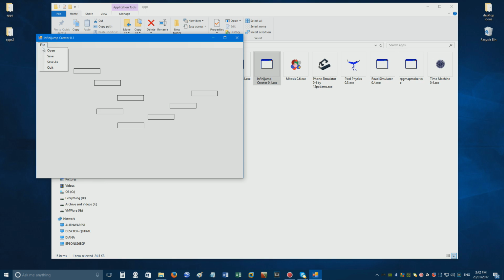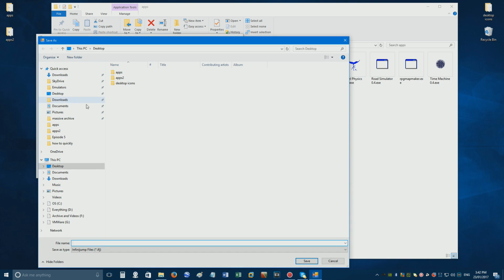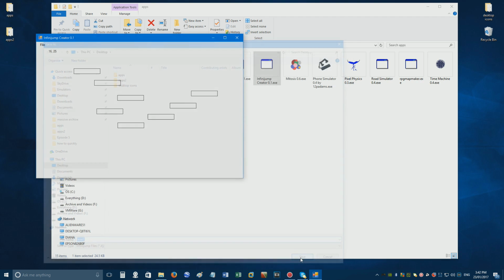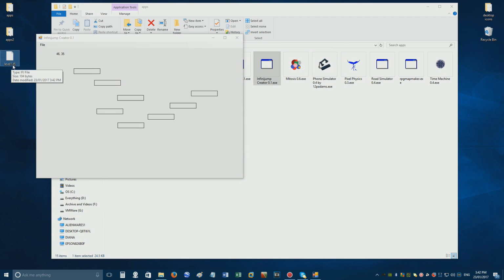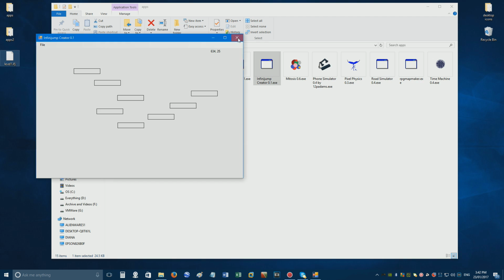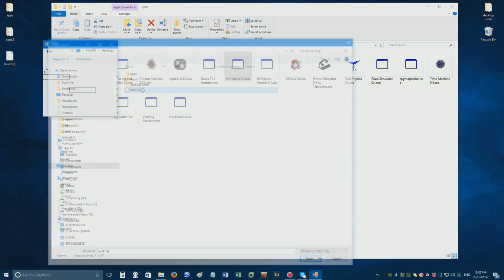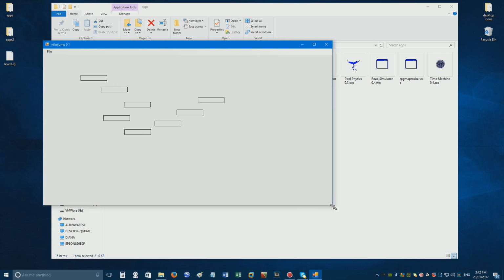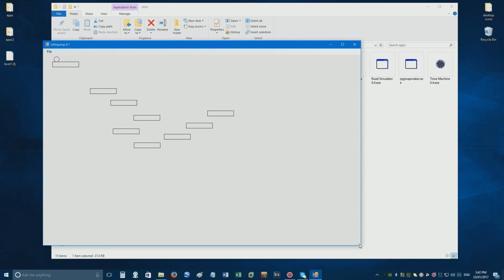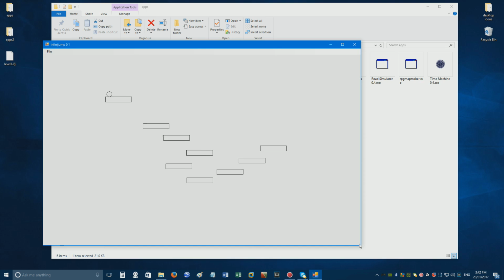Then I can save that. Save it as level 1. Let's just call it level 1. There it is. level1.ifj, Infinijump. And then you can open this file in Infinijump. I think. There we go. Okay, and then you can play around with the level you made.